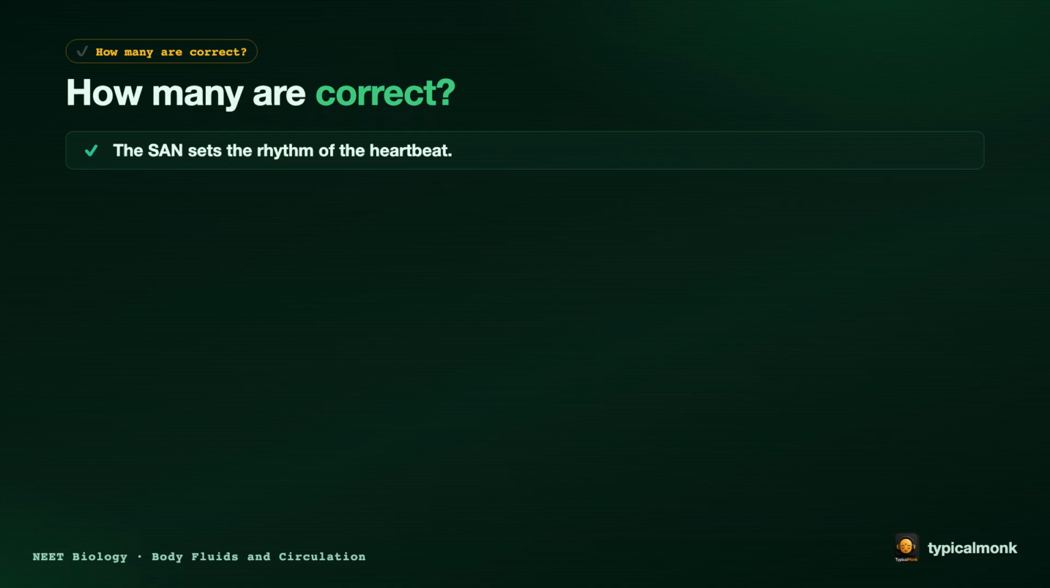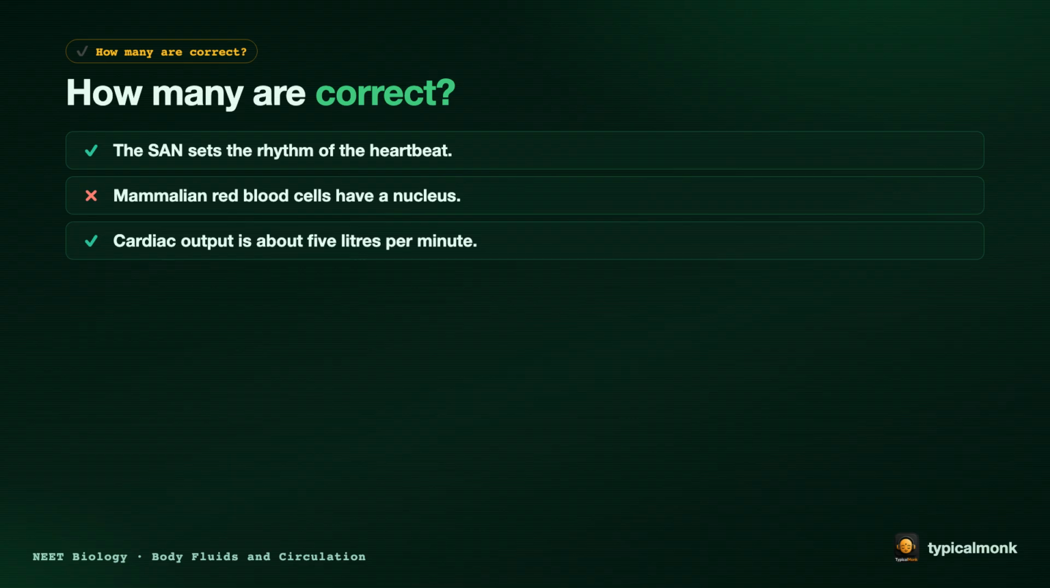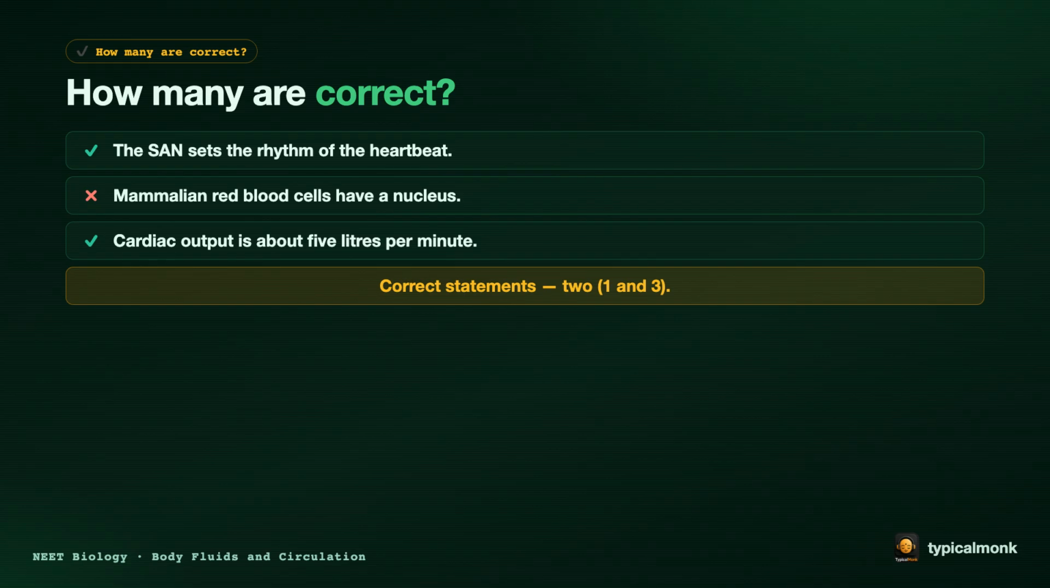Now, the third drill. How many of these statements are correct? Test them one by one. First, the SAN sets the rhythm of the heartbeat. This is correct. Second, mammalian red blood cells have a nucleus. This is wrong. Third, cardiac output is about 5 liters per minute. This is correct. So the correct statements, 2, that is the first and the third.